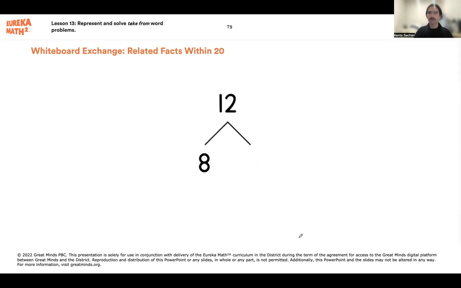Here's the next one. 12. It's 8 and what number? So you can either count up or count backwards. I think counting up might be easier here. Give me a thumbs up when you have an answer. What number goes here? Okay, good, nice. What number, everyone? Yeah, 4. We start at 8. Let's count together. 8, 9, 10, 11, 12. We had 4. So 8 and 4 is equal to 12.